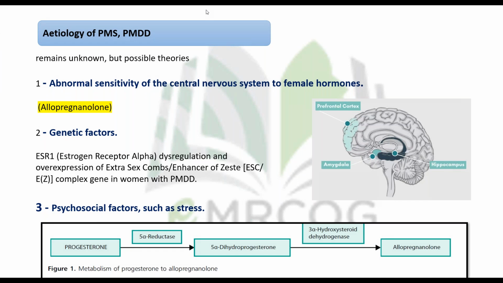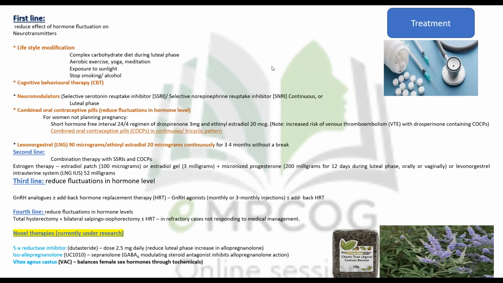However, it's mentioned in the TOG article, mentioned in the chart. So if you are asked what agent can be used, we have the 5-alpha reductase inhibitor. That is tried at a dose of 2.5 mg daily. This is to reduce the luteal phase increase in allopregnanolone. So this is one of the medications suggested to be the future of treatment of PMS and PMDD.